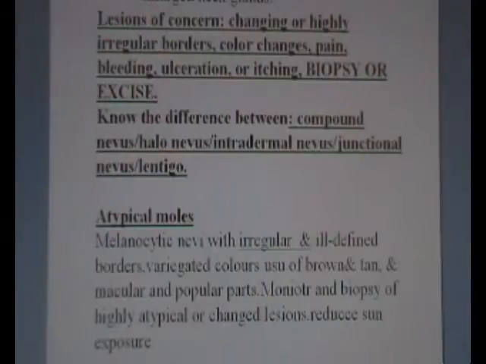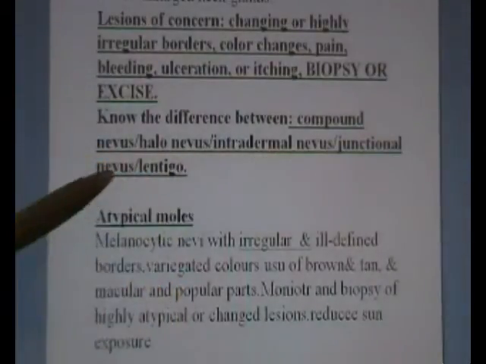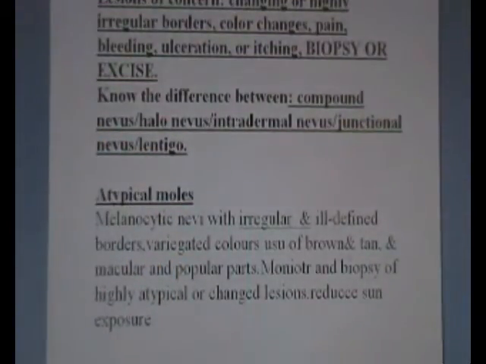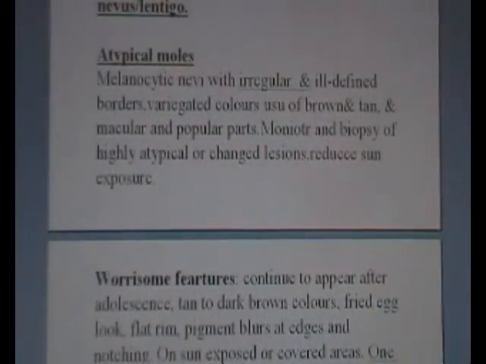Now, these are probably outside your area of expertise as a medical student or a junior doctor. But if you notice these changes in a mole, you've got to report them or send them to a skin clinic that deals with this, or to a dermatologist. You've got to know the difference between a compound nevus, halo nevus, intradermal nevus, junctional nevus, lentigo. Atypical moles, melanocytic nevi: irregular, ill-defined borders, variegated colours, usually brown, tan, macular and papular parts.